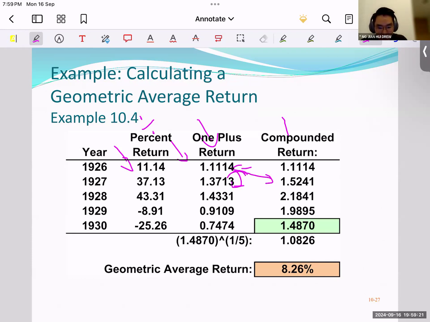To get you this. And then I say take this one times this one, this is this, right? So you just compound it. At the end of it, you need to do the power of 1 over 5. Why 5? Because you have 5 years. So if you have 3, it's to the power of 1 over 3. Since it's 5, it's to the power of 1 over 5. And then after that, don't forget to minus 1, right? Minus 1 at the end, you get 8.6%.